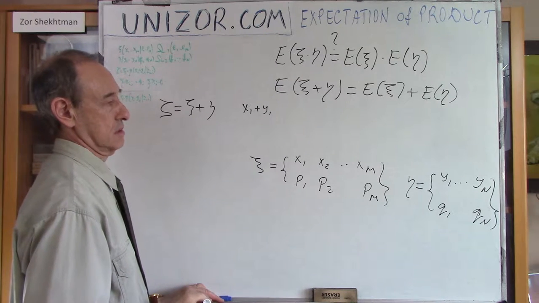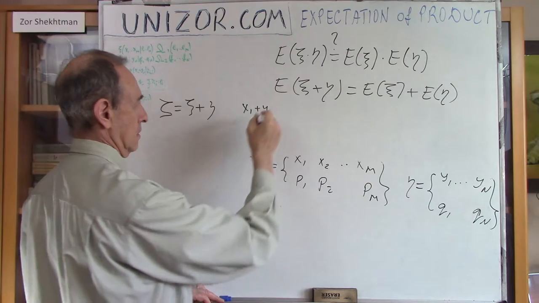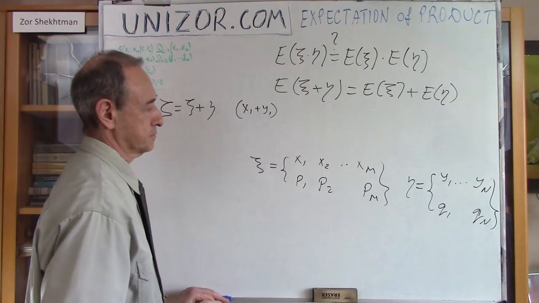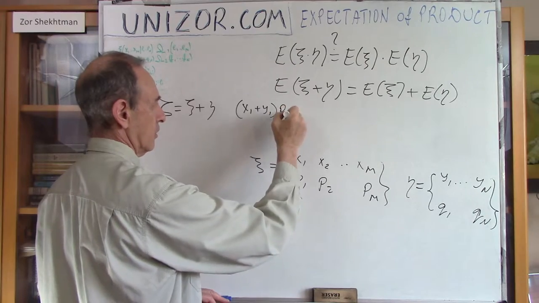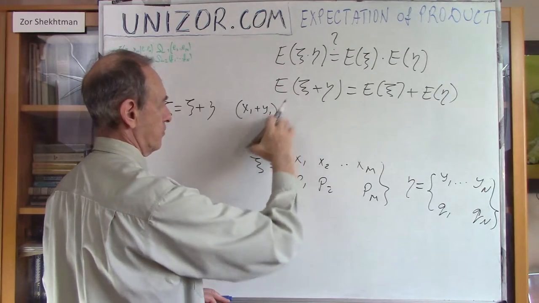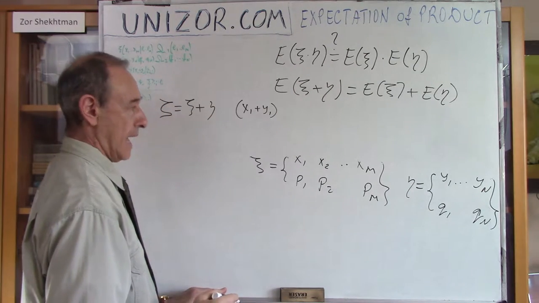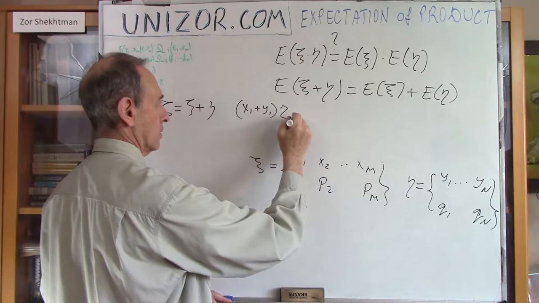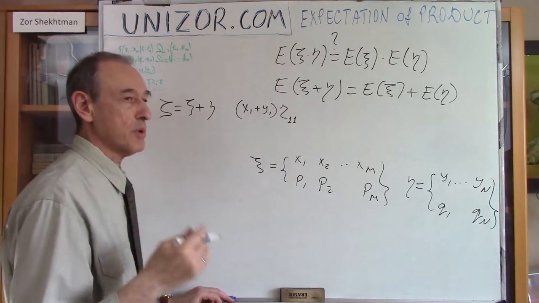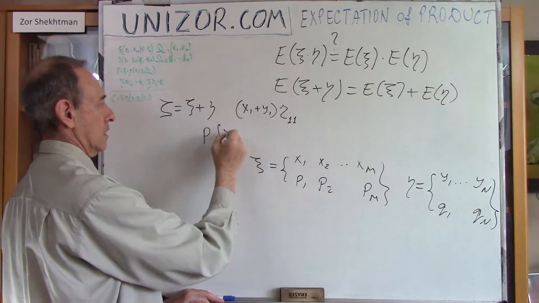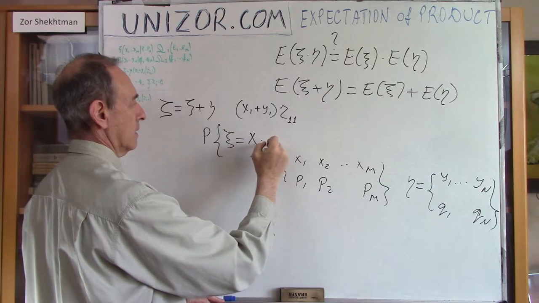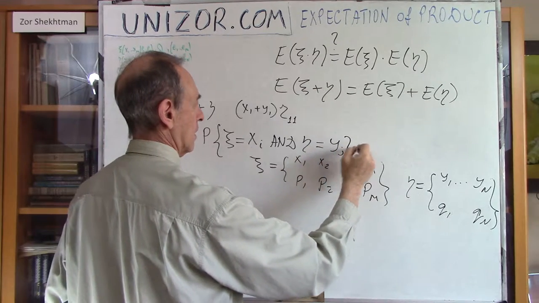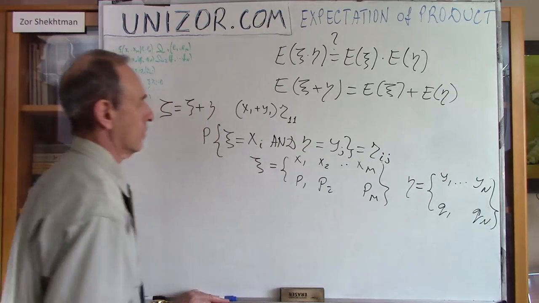What will be the probability of this? That's the probability of xi taking the value x1 and the probability of eta taking the value y1. Let's call it r11. So it's the probability of xi taking the value xi and eta taking the value yj, and this I call rij.